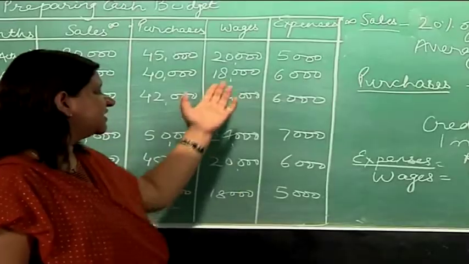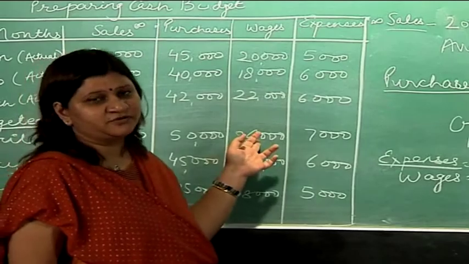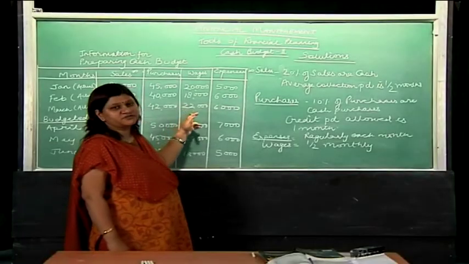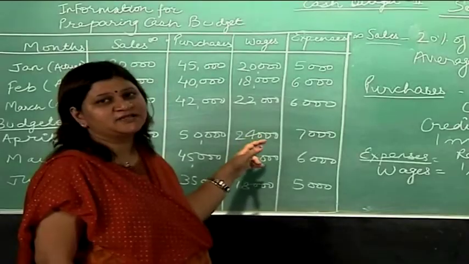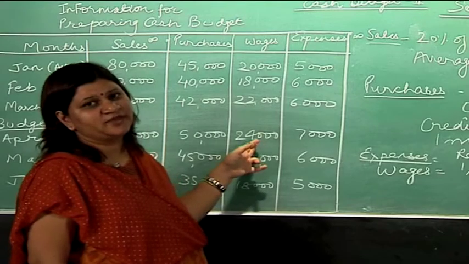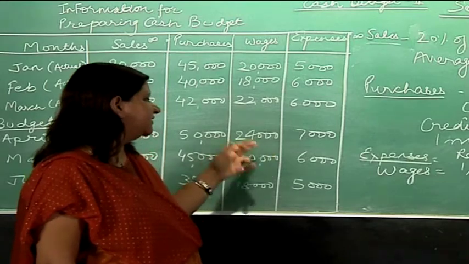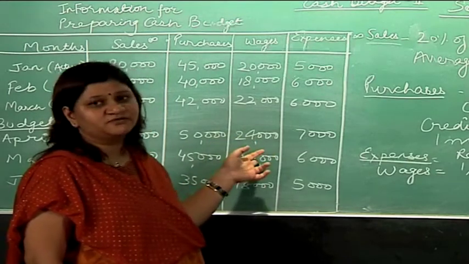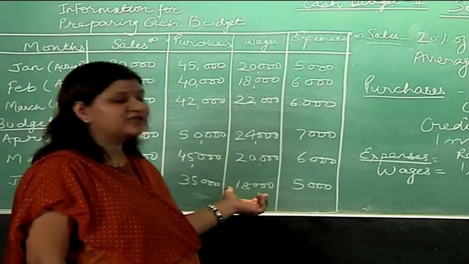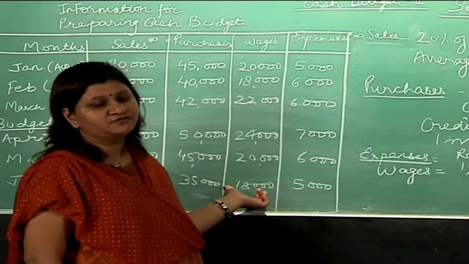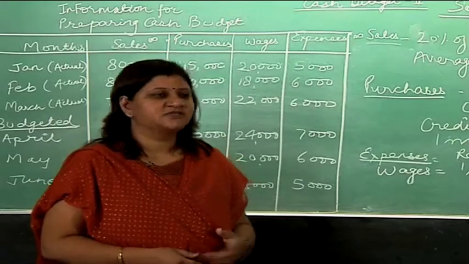Now, wages. Wages are being paid half monthly, that is out of 24,000, 12,000 shall be paid for the month of April, and out of 22,000, which is the wages for March month, 11,000 of it shall be paid in the month of April, and 12,000 of the April itself will be paid in the month of April. So, 11,000 plus 12,000 we need to pay in the month of April. Similarly, the remaining 12,000 plus 10,000 of the month of May will be paid in the month of May. Again, the remaining 10,000 of May plus 9,000 of June shall be paid in the month of June. So, we have all the information, and we can start preparing the cash budgets.